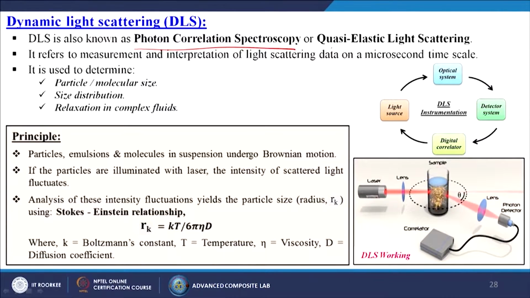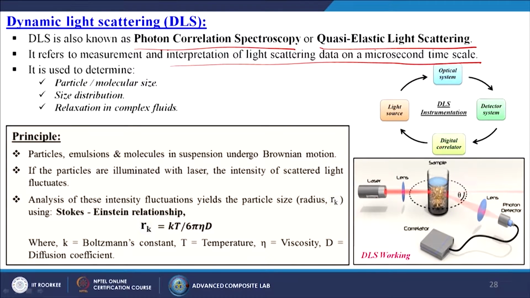Next is dynamic light scattering, or DLS. DLS is also known as photon correlation spectroscopy or quasi elastic light scattering. It refers to measurement and interpretation of light scattering data on a microsecond time scale. It is used to determine particle or molecular size distribution, and relaxation in complex fluids. Generally we have a light source, then optical systems, the detector scheme and then the digital correlator.